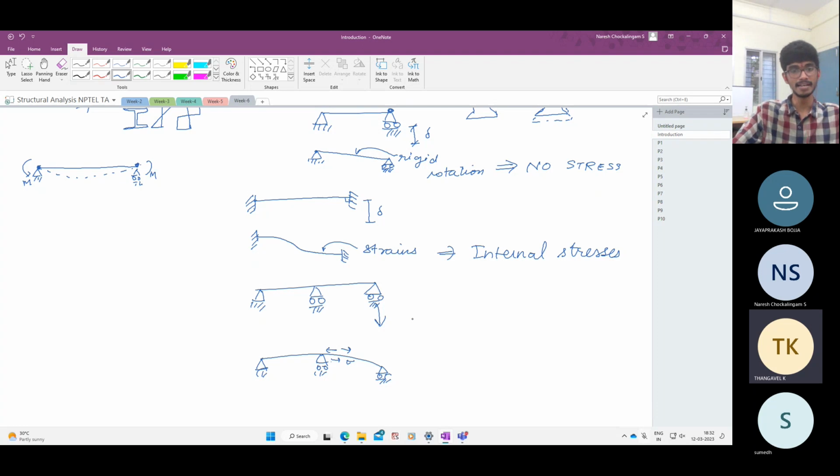But in spite of it, it is very often used in civil engineering because the advantages are more than the disadvantages. Now let us get to the methods of analysis.